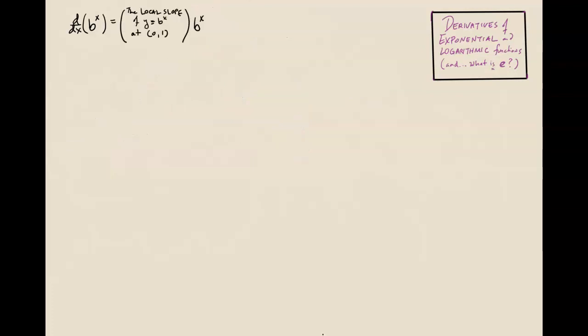We have discovered that the derivative of b to the x, that exponential function, is some constant multiple of itself. And the constant in particular is whatever the local slope of the curve is as it passes through the vertical axis. So to take a few examples, the derivative of 2 to the x is some constant multiple of 2 to the x. And what is that constant multiple?